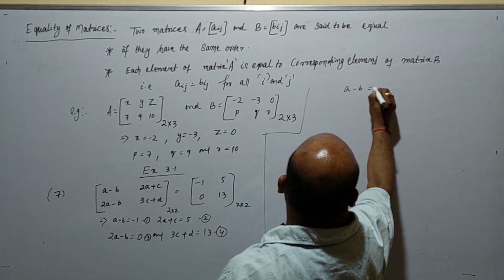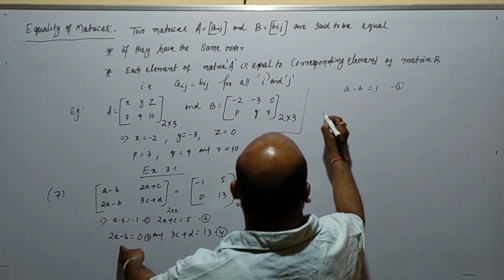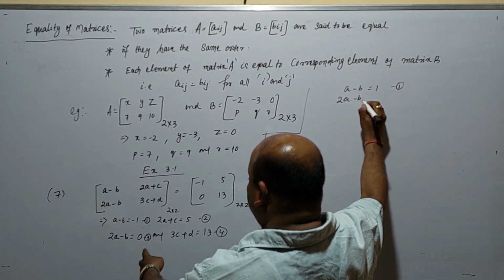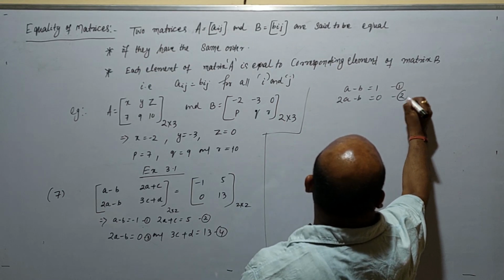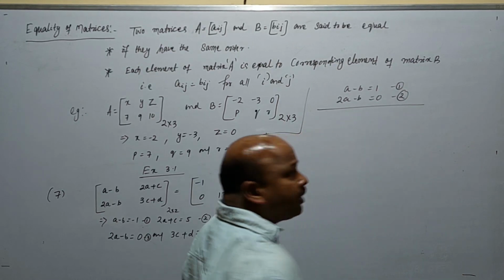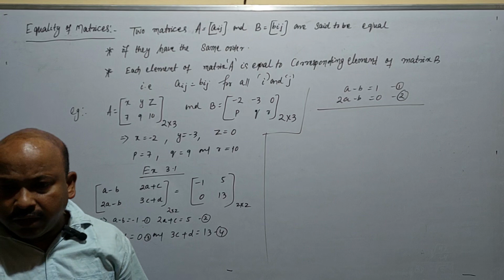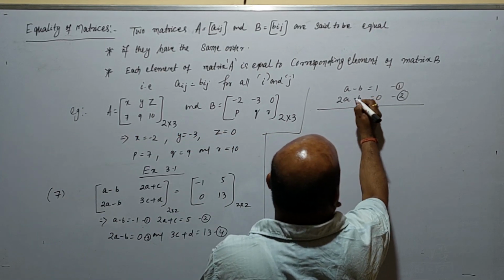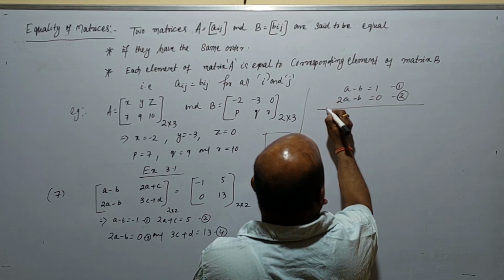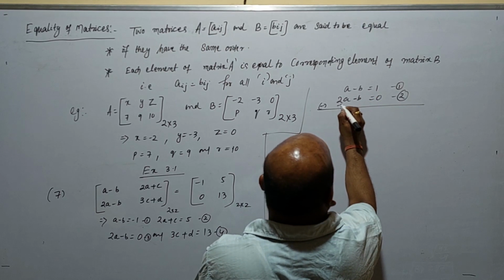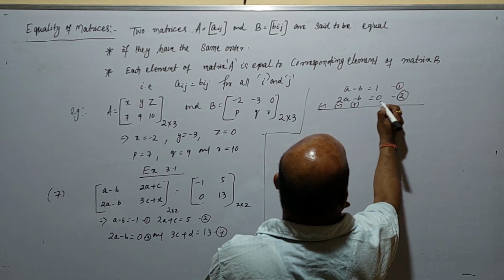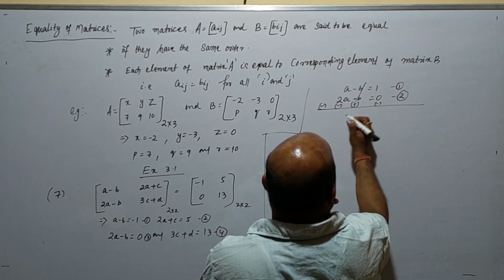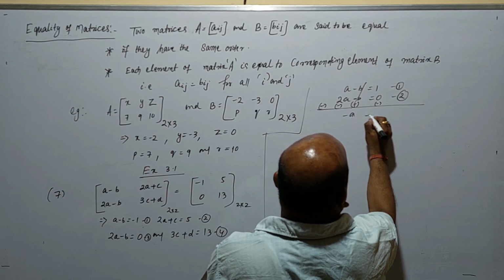a minus b is equal to 1, equation 1. 2a minus b is equal to 0. Solving by the elimination method, the b terms have the same sign here. So what do I do? I will just subtract. Minus, this is plus, this is minus, they cancel out. So it is minus a is equal to 1.